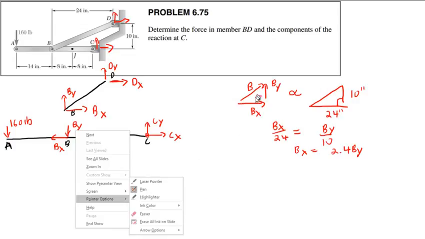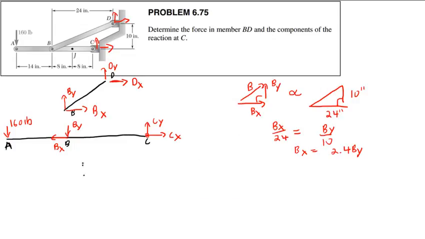It would be b, but I'm not really too concerned about that. I'm just going to keep it as bx and by. In this case, we don't actually need to solve for the hypotenuse if we don't want to. Okay, so bx is 2.4 by, and then let me take a sum of moments about point C on this object here.